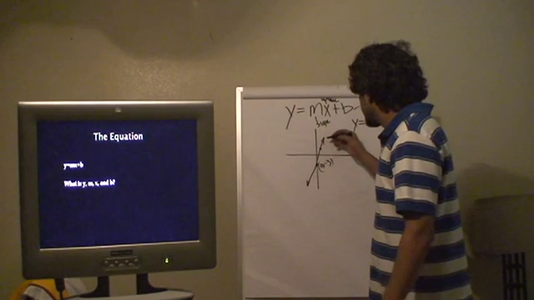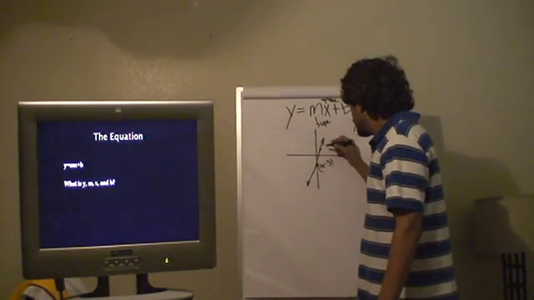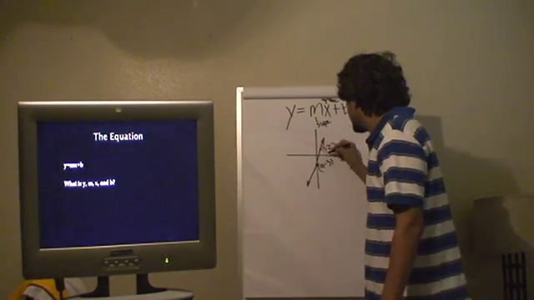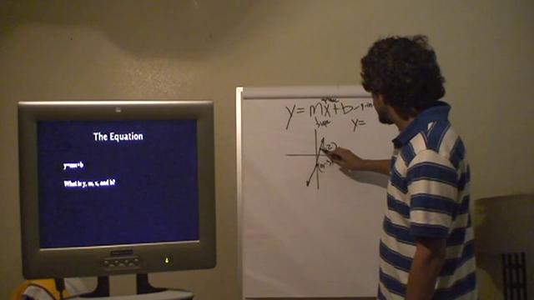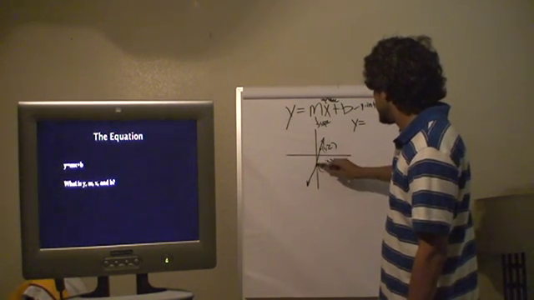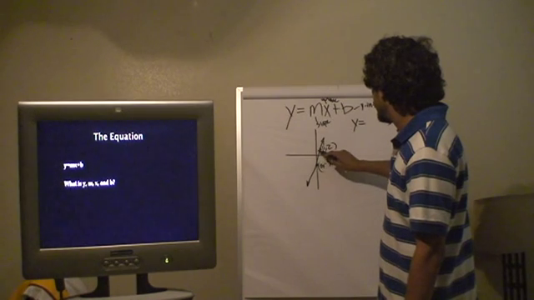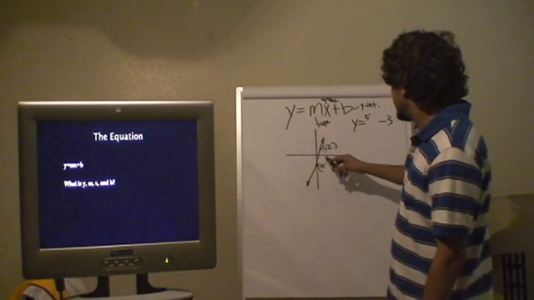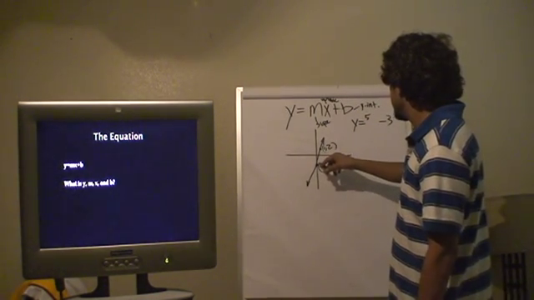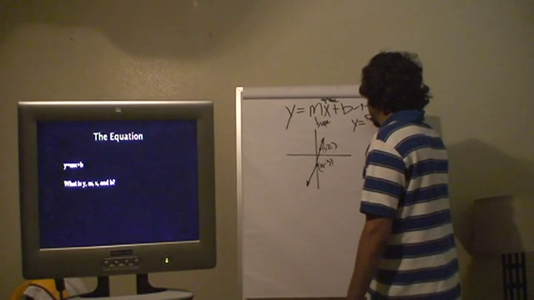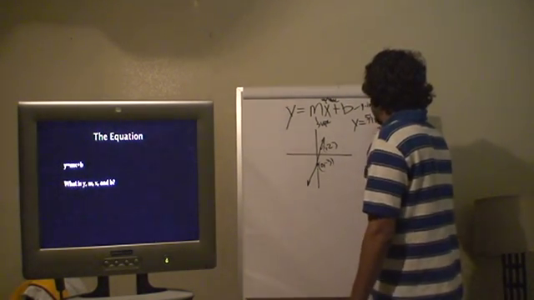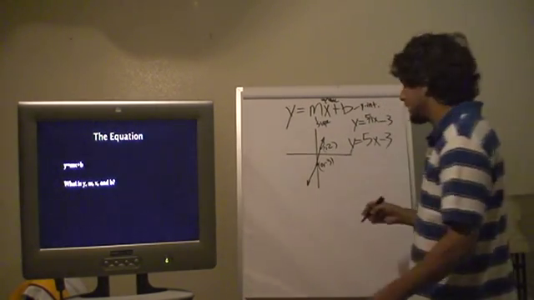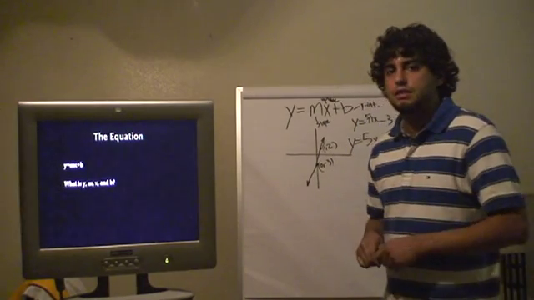So our slope, let's say this point right here is (1, 2). Okay? So to get up to 2, it's going to take us 3, 4, 5. Okay? And our run is simply 1. So 5 over 1, or 5x. So our final equation is y equals 5x minus 3. Okay? Does everyone see this?